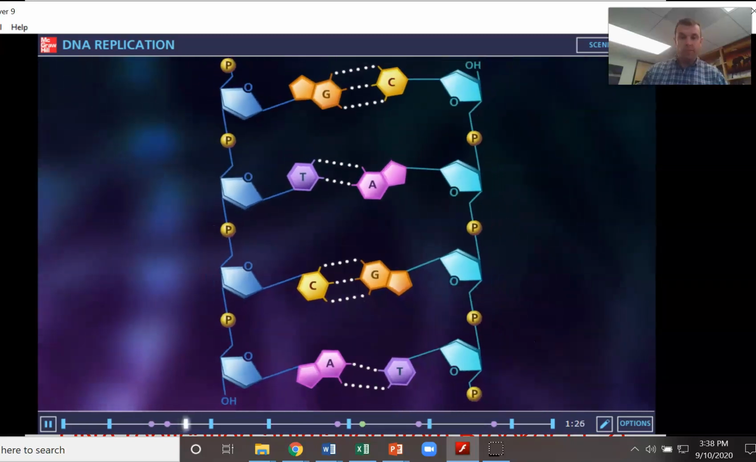And we also know that we have carbon 1, 2, 3, 4, and 5, which is why we have a 5' end and a 3' end, and our nucleotide strands go anti-parallel, so if one is 5 to 3, the other is going to be 3 to 5.